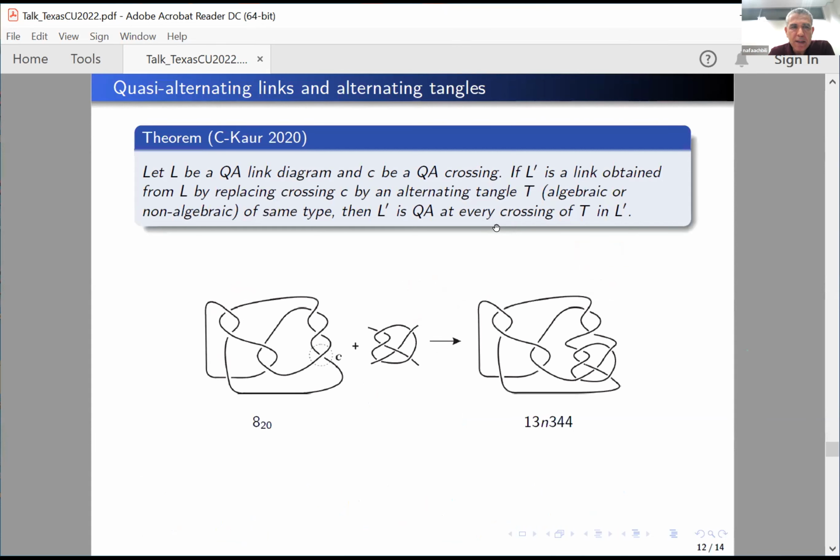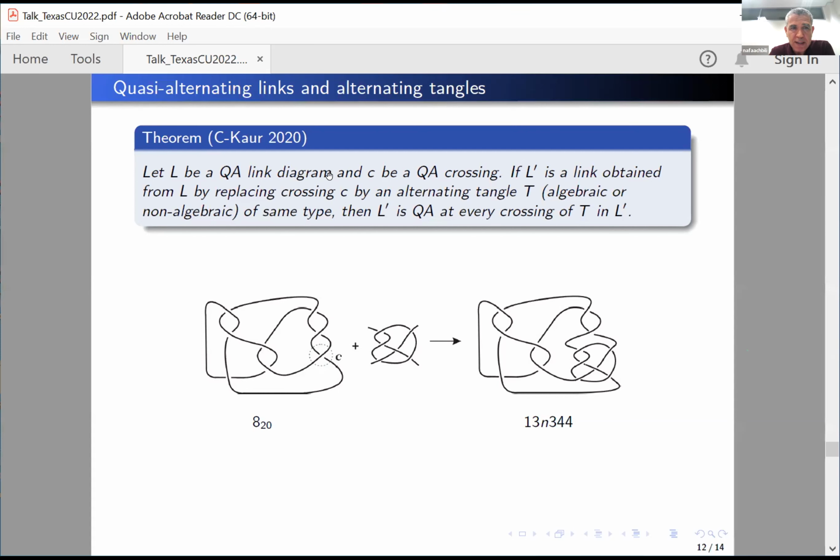And more recently with Kirandip Kaur, we proved that we don't have to limit our study to rational tangles. We can consider more general objects, so we can consider any tangle with some restriction that this tangle extends the crossing. So the tangle should be alternating.